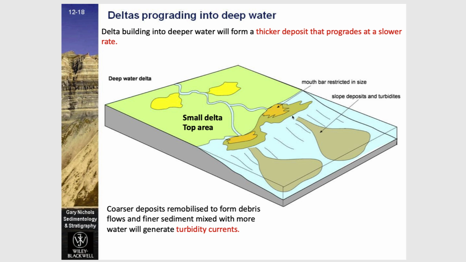Instead, we tend to develop turbiditic currents, so you have canyoning and a much broader deposit forming at the base of the shelf. Coarser deposits will be essentially remobilized to form debris flows, and these will be represented by a mixture of relatively fine sediment and coarser fractions. So we get unordered sequences that are again represented by thicker accumulations of turbiditic currents.